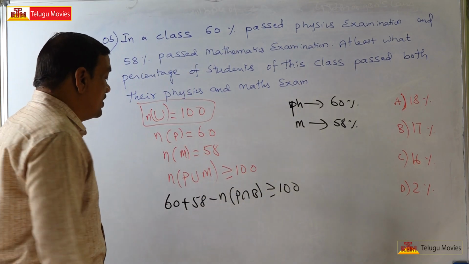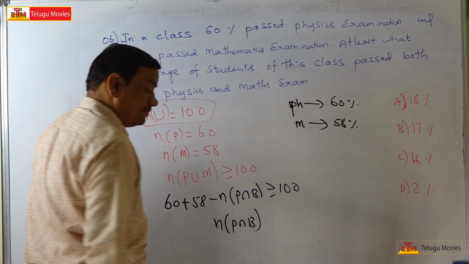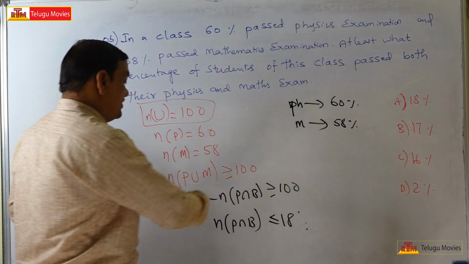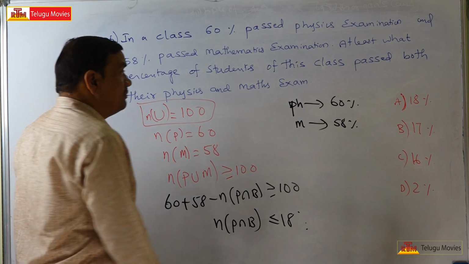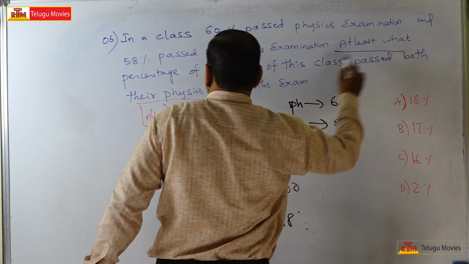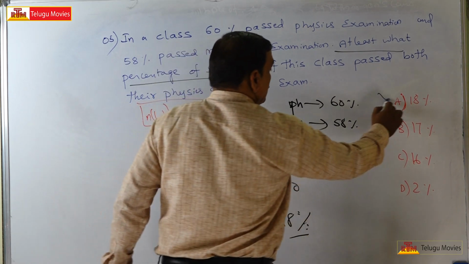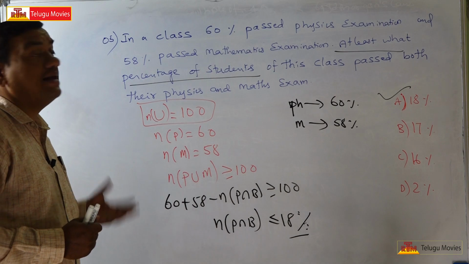If you calculate this, n of P intersection M is greater than or equal to 18%. So he is asking at least what percentage of students. So that is 18% of students passed in both their physics and maths exam.